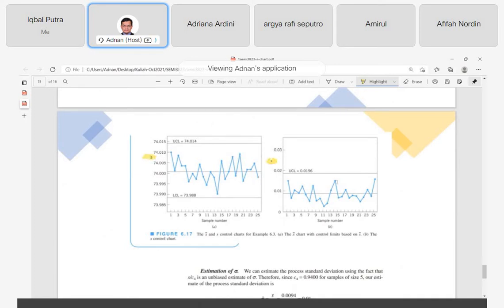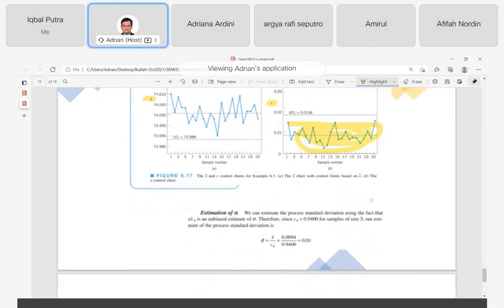So actually in a control chart for R and S, if the point is below, it shows good performance. We want the R value and S value to be low. Low value is good, because it shows low variability.